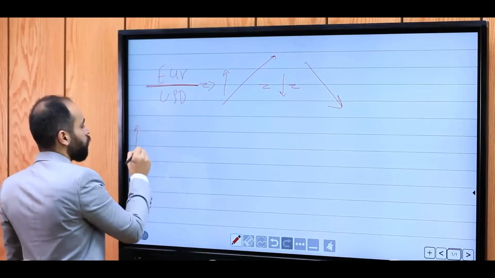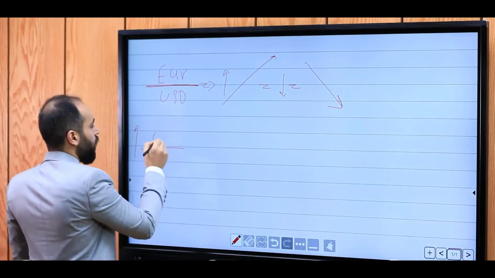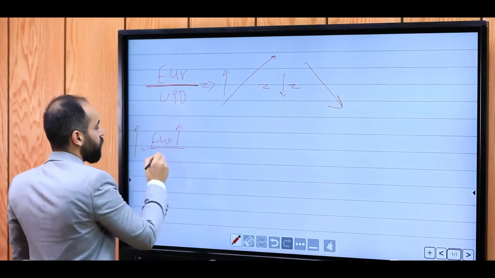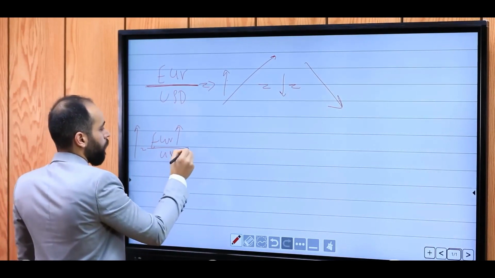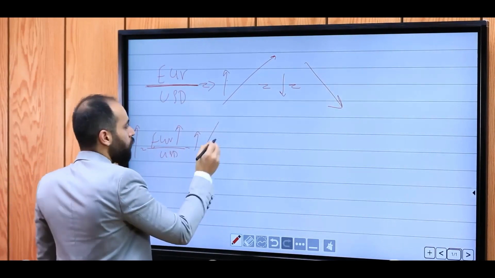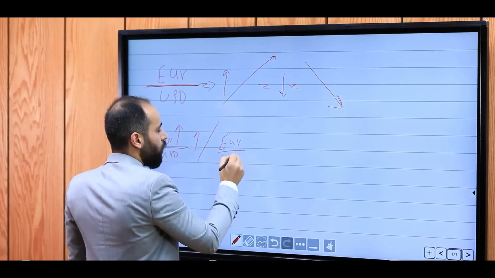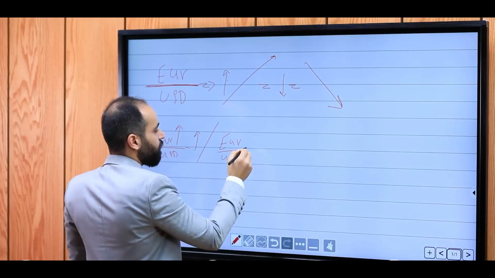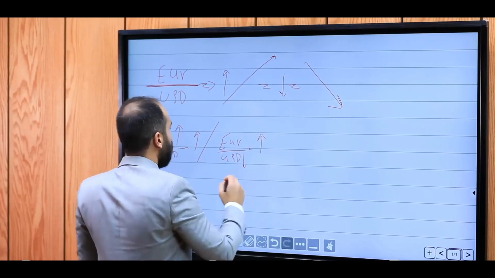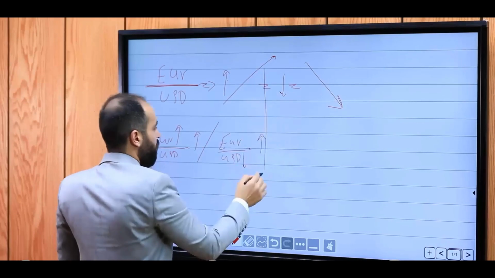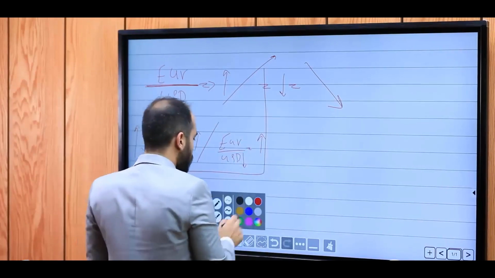Now we said that when the chart moves upward, it's because either our numerator, which is the euro, strengthens against the dollar, or the euro stays the same but the USD, which is our denominator, weakens. Then again the result goes up. These are the two scenarios for the price going up. There are also two scenarios for it going down.